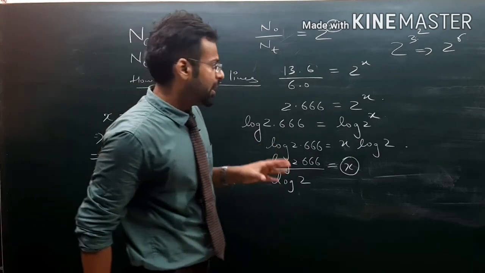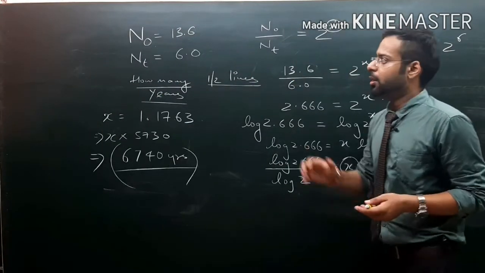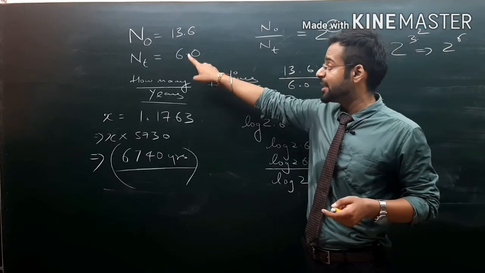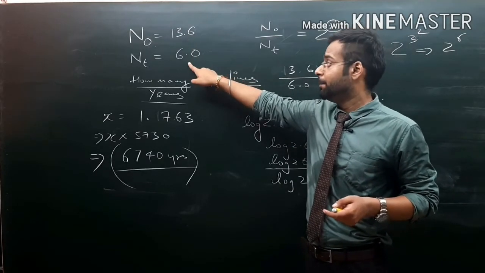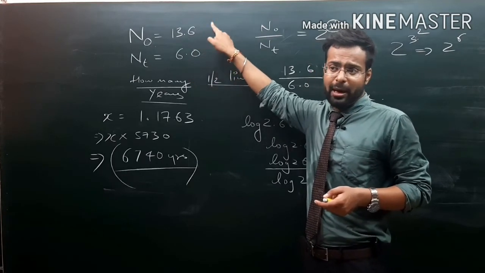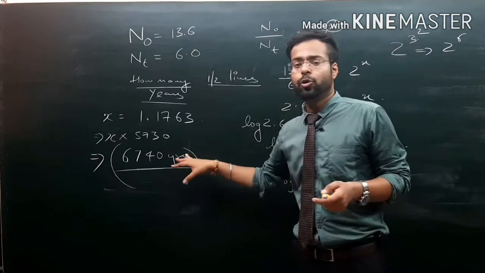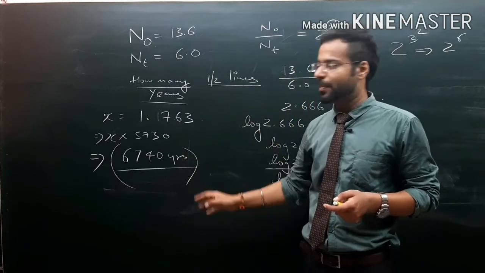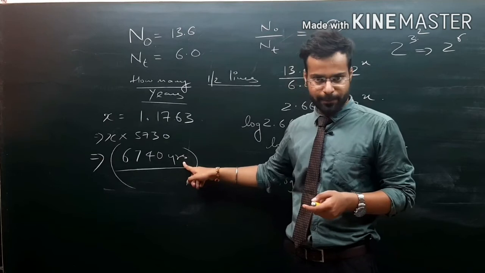To reach a value of 6 counts per minute per gram from 13.6 counts per minute per gram, it needs 6740 years. So this fossil is approximately 6740 years old.